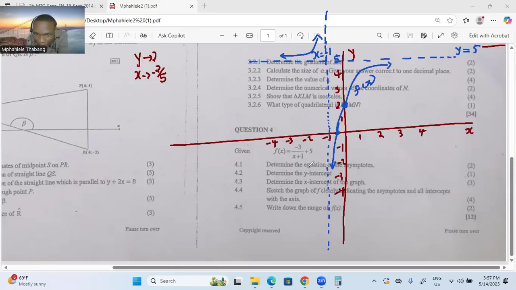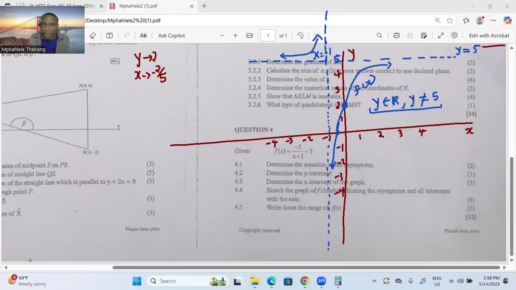Now they say write down the range of f of x. The range of a hyperbola is simple, guys. You just say y can be any real number, but y should not be the y asymptote. So the y asymptote, if you remember it very carefully, is 5. I said this function f of x has got two asymptotes. It has the x asymptote of negative 1 and the y asymptote of 5. So y can be any real number, but y should not be 5. So this is how you deal with question 4.